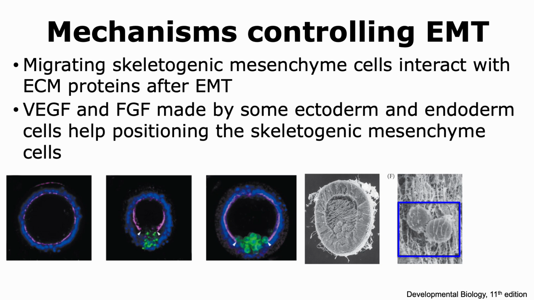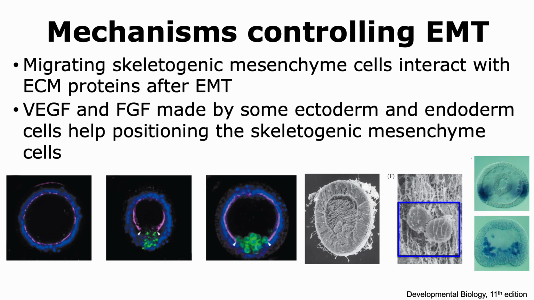Now, how do these cells actually know where they're supposed to be? There are two paracrine factors that play an important role in positioning these skeletogenic mesenchyme cells, and they are vascular endothelial growth factor, or VEGF, and fibroblast growth factor. Both of these are made by some ectoderm and endoderm cells, and they help in positioning the skeletogenic mesenchyme cells so they're in the right place in the developing embryo.